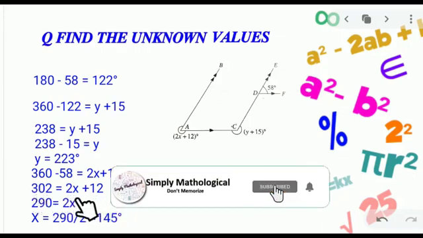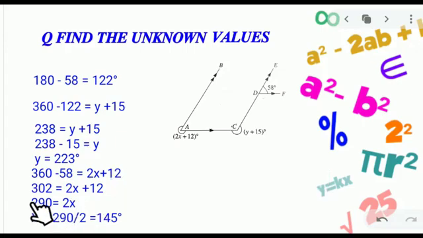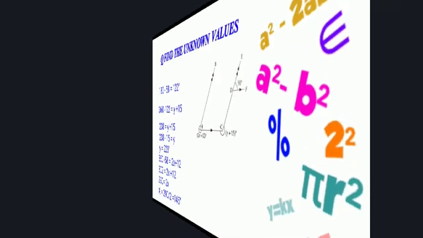Now we wanted to find the value of x. So we took this 12 to the other side and subtracted it from 302 and got the answer 290. Now 290 is equal to 2x. But this was not what we wanted. We wanted the value of x. So we divided this 290 by 2 and got the value 145, which is the answer. So the value of x is 145 and the value of y is 223. Hence, we solved this question.